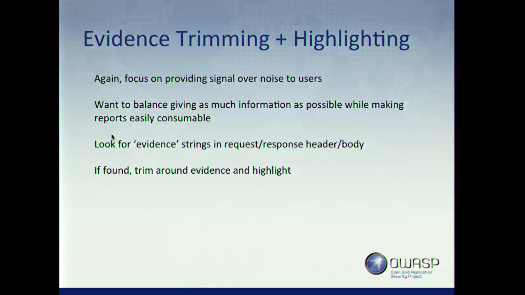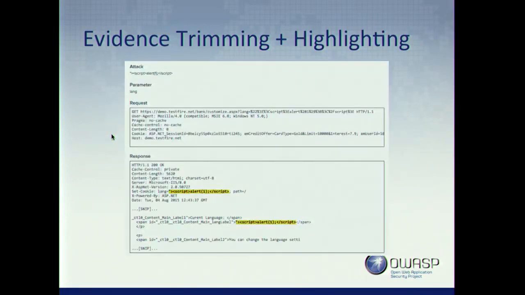The other fun thing that we've done with our reports is evidence trimming and highlighting. So if we have an evidence string from the ZAP API, we want to look through the request and response header and body. We want to find that string if it's in there, and then we want to trim around that string and highlight it. So it's going to look something like this in the report. We basically want to show you exactly why we think this vulnerability exists.